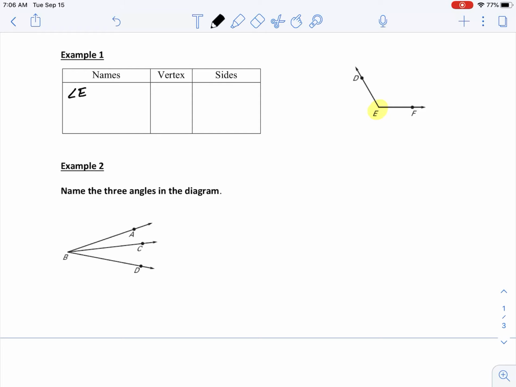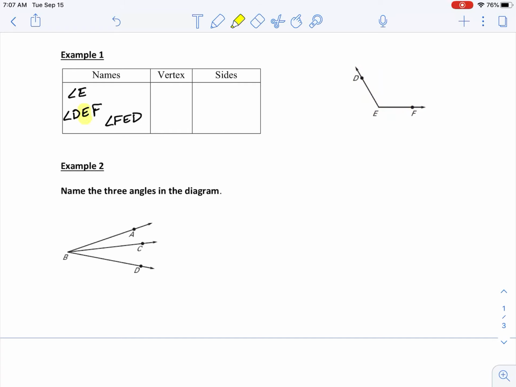Sometimes we won't be able to call it just by its vertex, so we'll have to use all 3 letters. I'm going to get my highlighter out here, and we'd start with D, and then follow the angle E, F, and that's actually the order I can name it, angle D, E, F. And we do have one more. We didn't have to start with D. I need the eraser tool. There we go. I could also start with F and go E, D. So I could call this angle F, E, D.